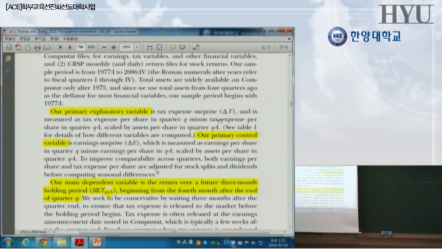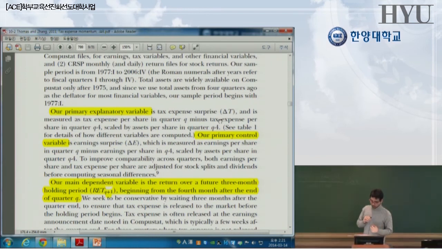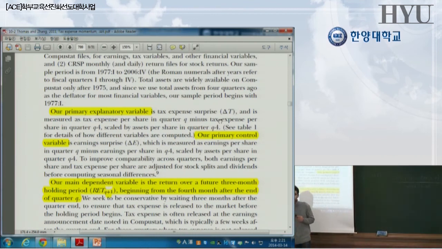And next, our core dependent variable. The variable we want to explain is, of course, our future return. So basically, we want to look at the relationship between this explanatory variable and this dependent variable by controlling this one. Our dependent variable is the return over a future 3 months, one quarter, RETQ plus 1, beginning from the 4th month after the end of quarter Q.